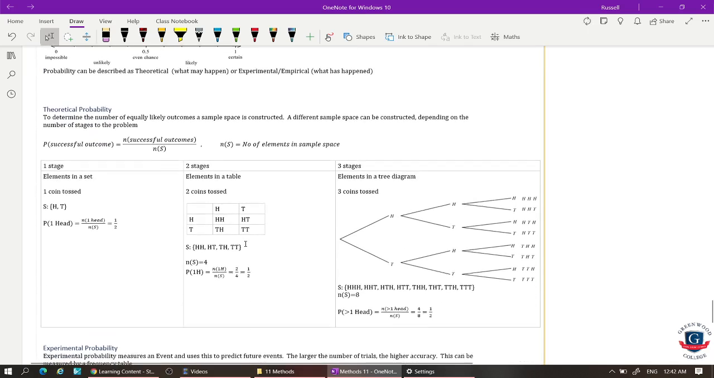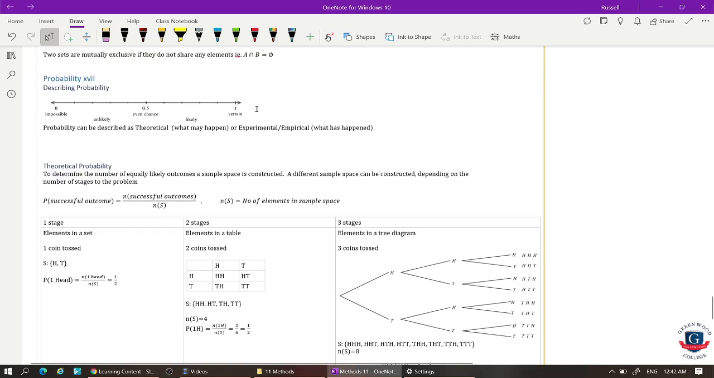Now for probability. If this was a number line, in probability we describe how likely something is to happen by values between 0 and 1. We use the words impossible if they can't happen, 1 if they're certain to happen, unlikely if they're not likely to happen, likely if they are likely to happen, and 0.5 if they've got an even chance of occurring.